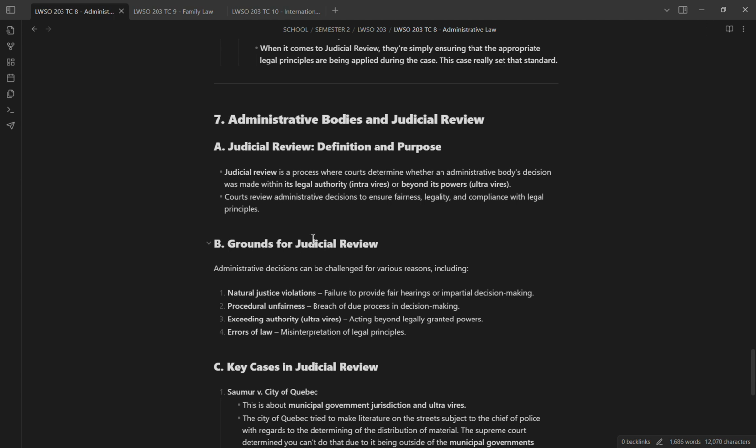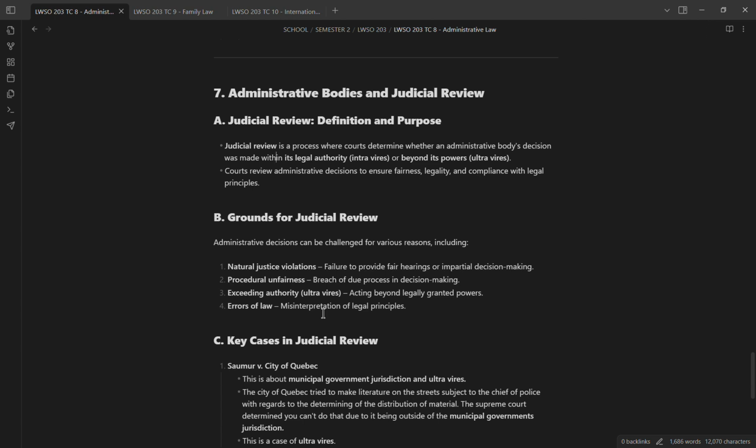So. Again, judicial review is a process where courts determine whether an administrative body's decision was made within its legal authority, so intra vires, or beyond its powers, ultra vires. Courts review administrative decisions to ensure fairness, legality, and compliance. What are the grounds for judicial review within administrative bodies, or upon administrative bodies, right?